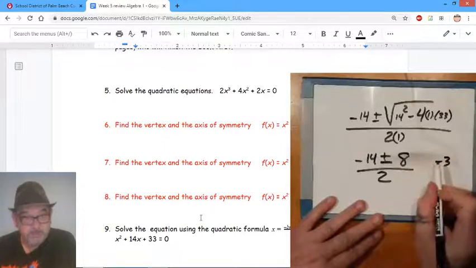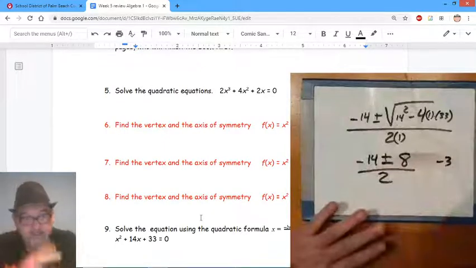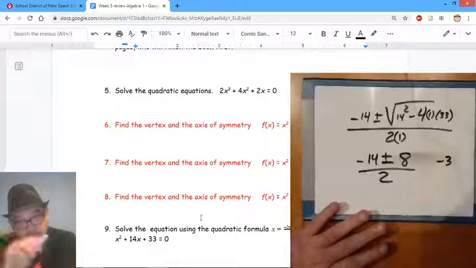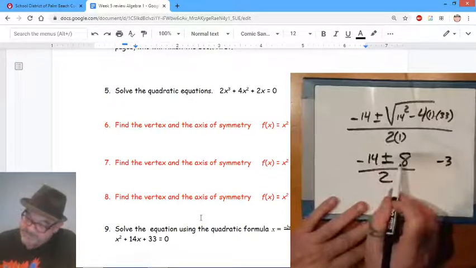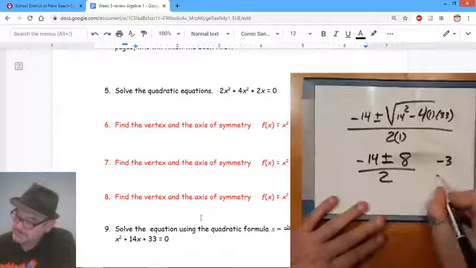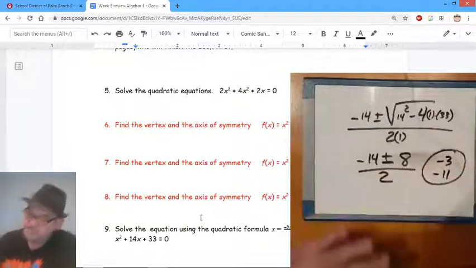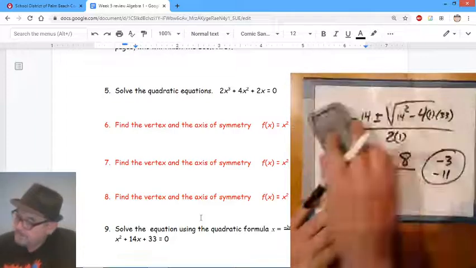So that's one answer. Remember, quadratics can have two answers because it's a U shape. That means they can cross the x-axis twice. Negative 14 minus 8 is negative 22 divided by 2 is negative 11. So there's your two answers, negative 3, negative 11. All right.